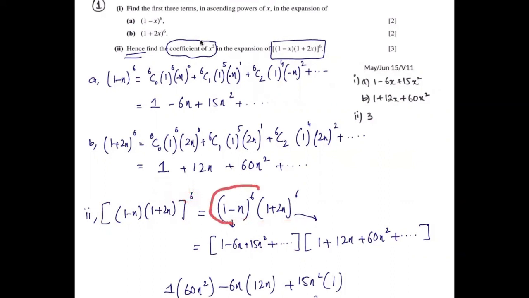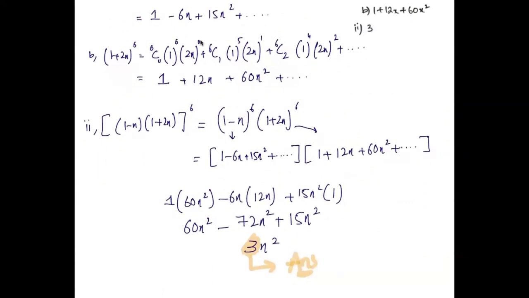So in the expansion of 1 minus x to the power of 6, the first 3 terms were 1 minus 6x plus 15x squared. The first 3 terms in the expansion of 1 plus 2x to the power of 6 were 1 plus 12x plus 60x squared. You are just interested in finding the coefficient of x squared. So the coefficient of x squared is found by multiplying 1 with only 60x squared, by multiplying minus 6x with only 12x, and by multiplying 15x squared by 1. When you add these terms, you get 3x squared. So the coefficient of x squared is 3. That's the final answer.